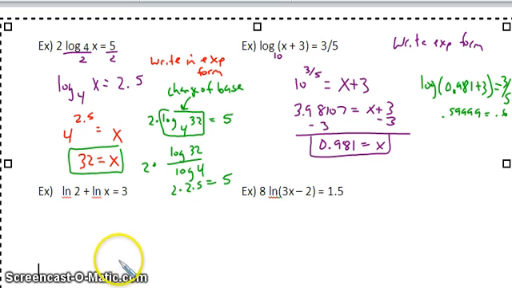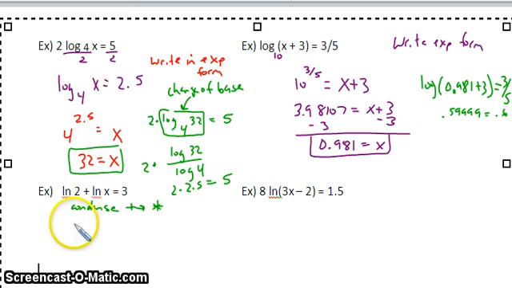Okay, for our next example, now I have a natural log of 2 plus a natural log of x equal to 3. So I don't have one log equal to a number. But what I do know is that I can actually combine or condense these logs by recognizing that I can change addition into multiplication. So that's what I'm going to do first. I'm going to write this as, instead of natural log of 2 plus natural log of x, it'll be the natural log of 2x equals 3.